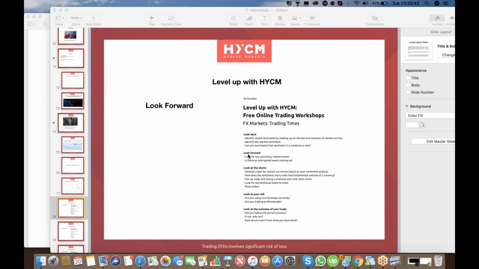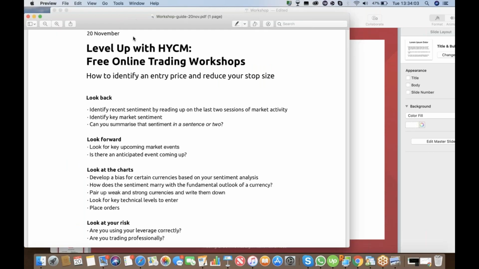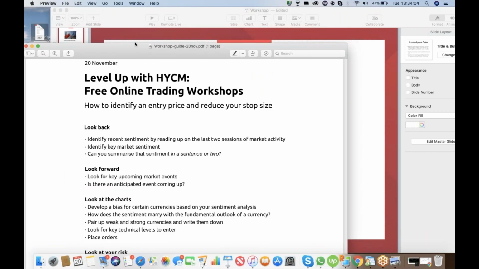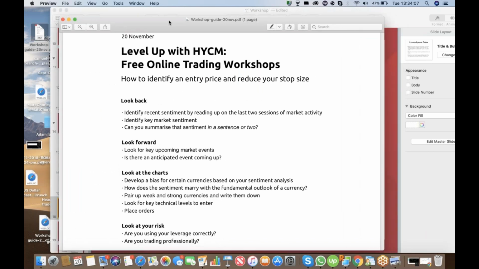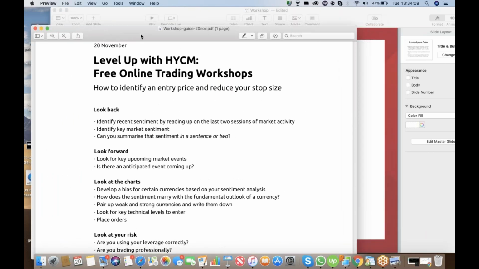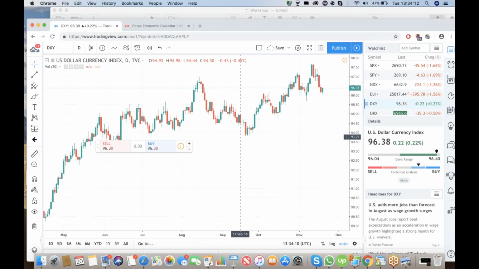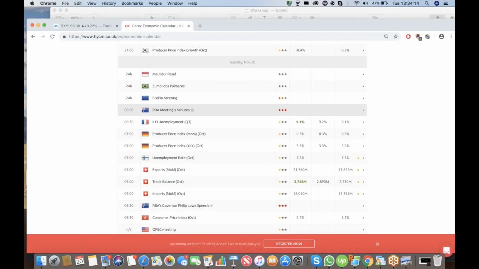There are correct times to enter before key market events, and maybe we'll get some opportunities to cover those in future workshops. But for now, when you're making a trade, you never want to enter before a key market release. So let's go to our calendar and have a look at what we have. That's our workshop guide. For those of you who just joined us, make sure you have that downloaded and open. We'll look at our HYCM economic calendar.